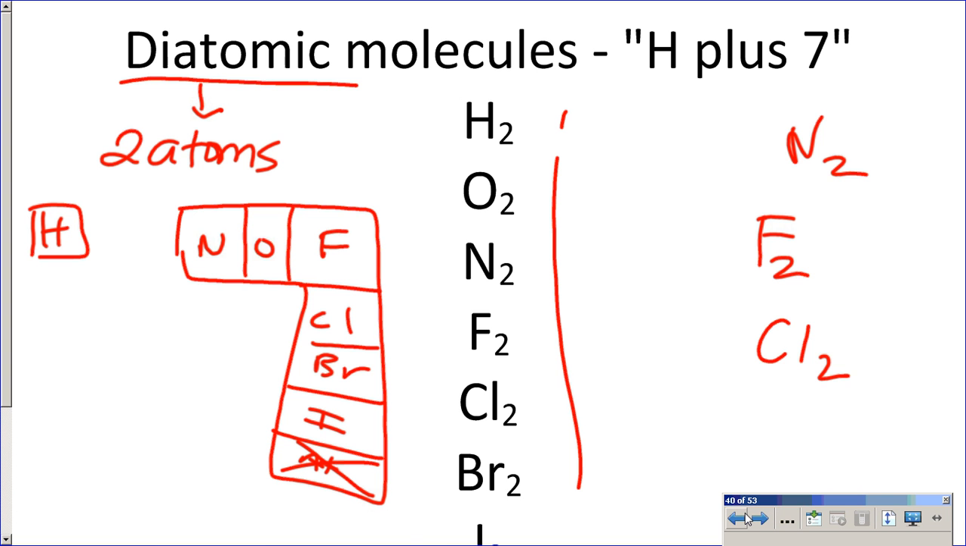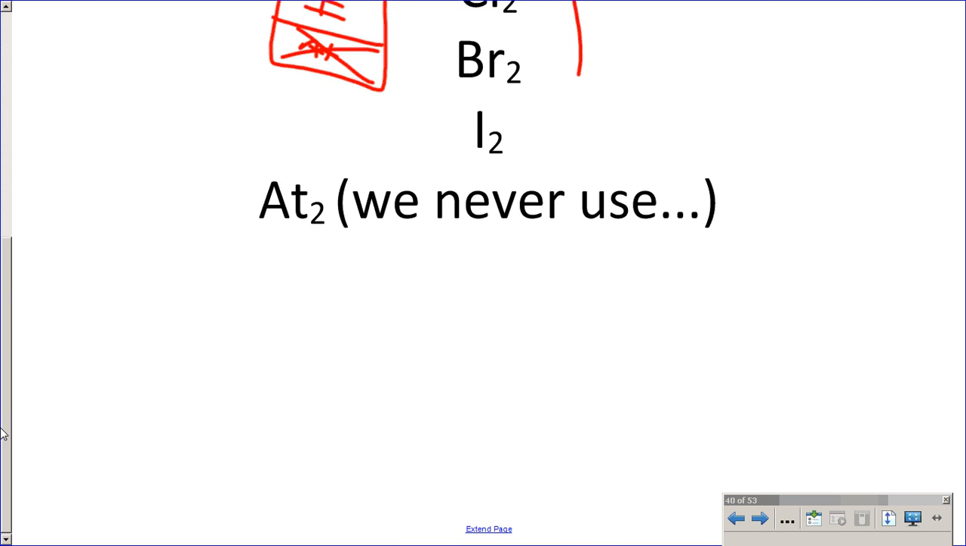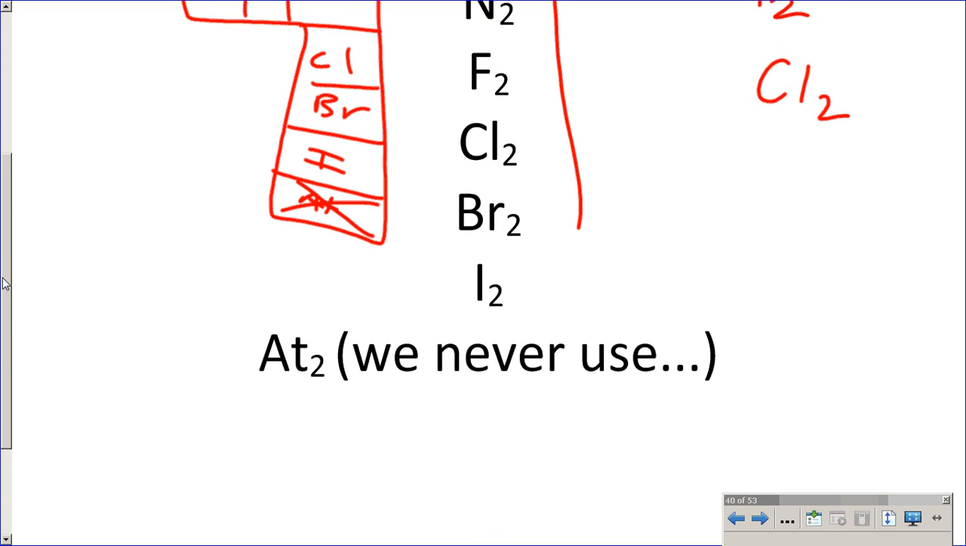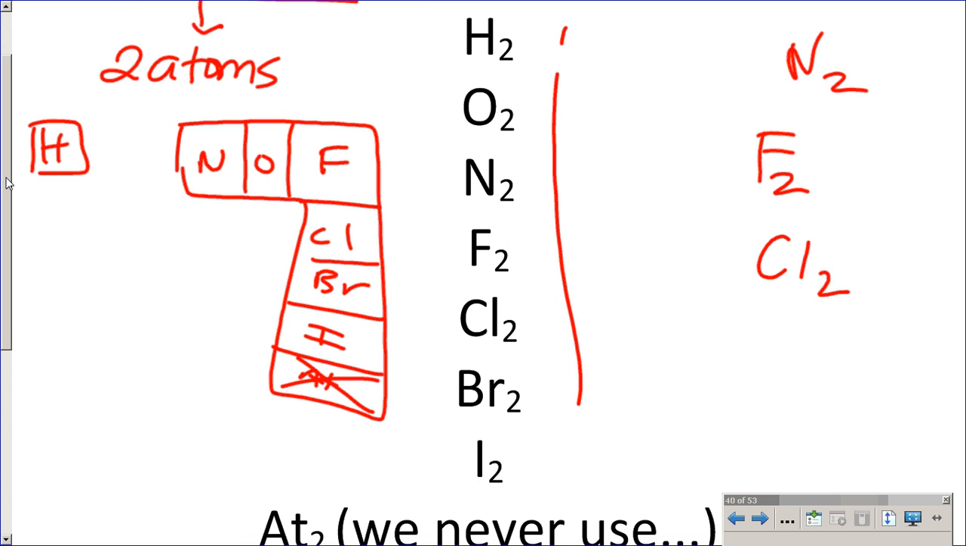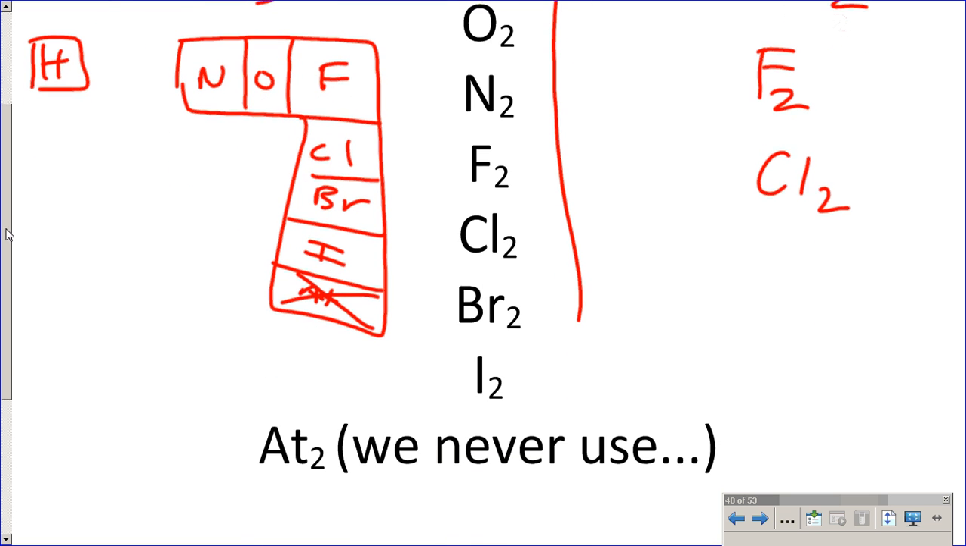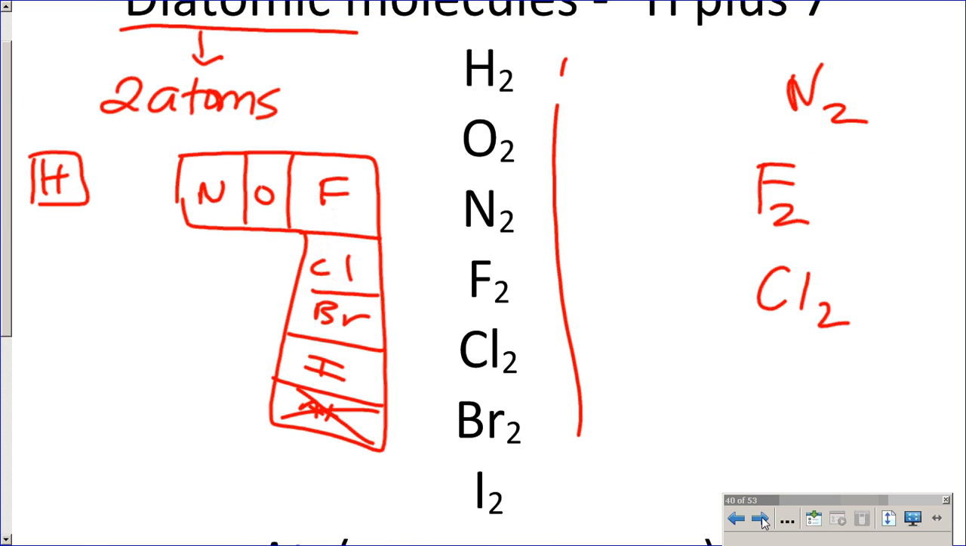There was one, At, down here, but we don't ever use it. Iodine was the last one. We never see At as a diatomic molecule, so I just ignore that one. It's radioactive. It's not really all that much used. So At's down here. Okay, so let's do acids.